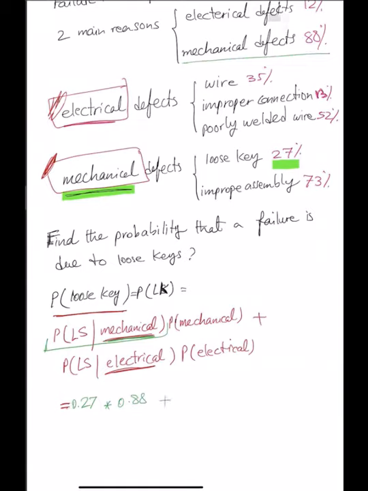Plus, what is the probability that the event is because of the loose key if I know the event is because of the electrical thing? That's 0. The electrical category has no loose key in it. So if I know that the reason is definitely electrical, then definitely it is not because of the loose key. 0 multiplied by the probability of being electrical, that's 0.12. So then the result is just 0.27 multiplied by 0.88, whatever it becomes.